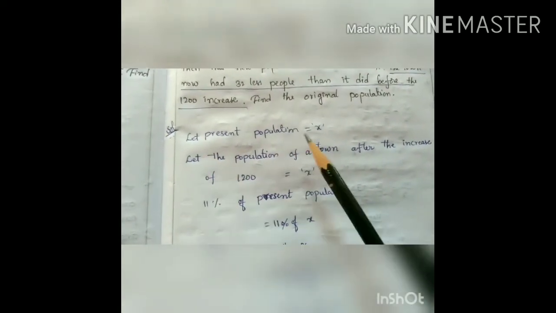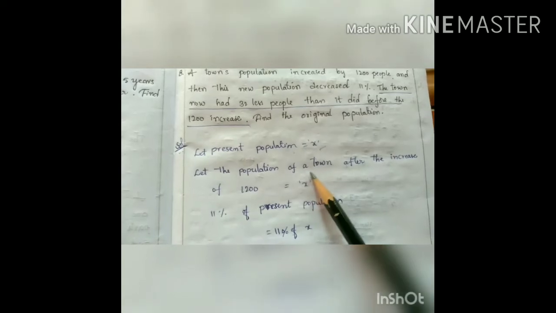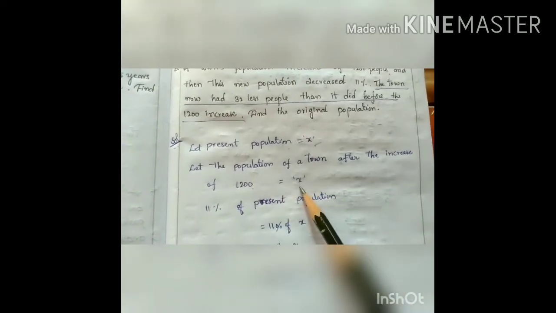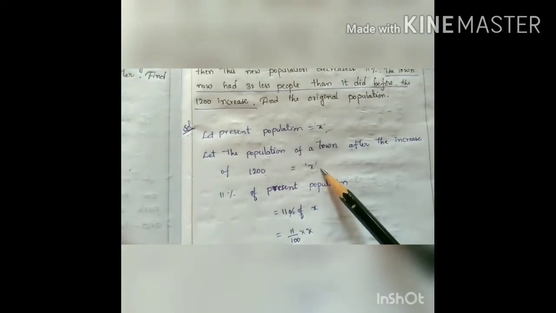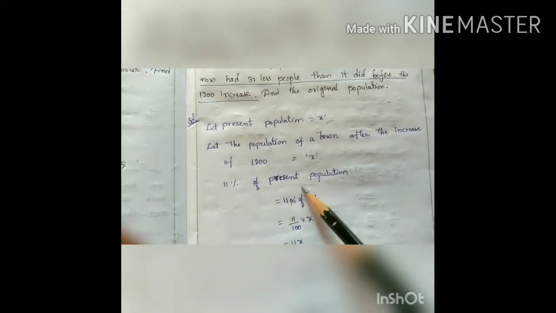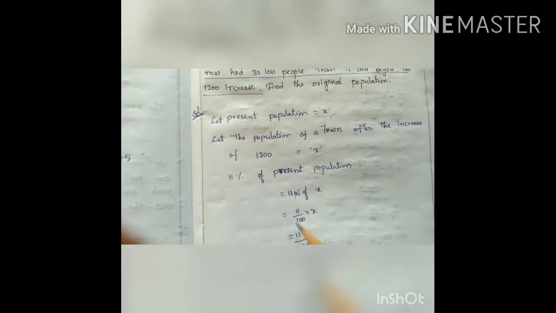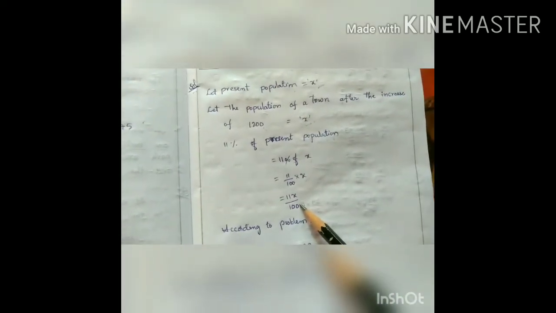Let the present population be x. Let the population of the town after the increase of 1200 be x. That is not given, so you find it. 11% of the present population: percentage means 11 by 100 into x, so 11x by 100 is 11% of the present population.